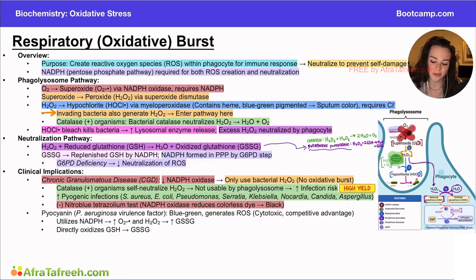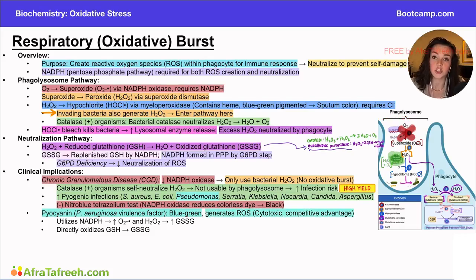And finally, let's talk about an especially dangerous bacteria, one of my favorites, Pseudomonas. Specifically, we're going to be talking about one of the virulence factors of Pseudomonas aeruginosa called pyocyanin. And I'm going to do this in a blue-green color because this has a blue-green pigment. And this pyocyanin virulence factor is going to give Pseudomonas a really cool competitive edge against some other bacteria in the area. And it's going to generate reactive oxygen species.